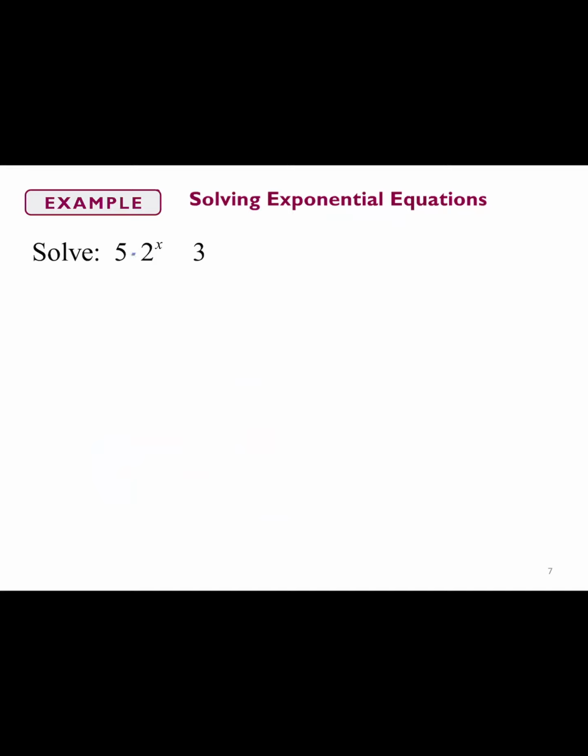And we have 5 times 2 to the x equal 3. Alright, well, we're going to get this exponential by itself first, so we're going to divide each side by 5. And now we have 2 to the x equals 3/5. Question: can 3/5 and 2 be rewritten so that they have the same base? The correct answer is no. So what are we going to do? Somebody said natural log.